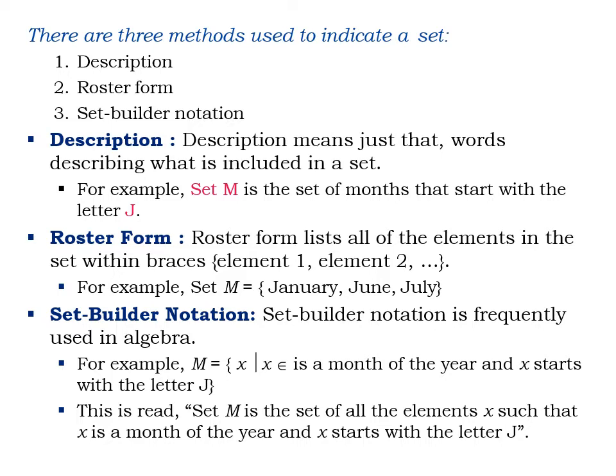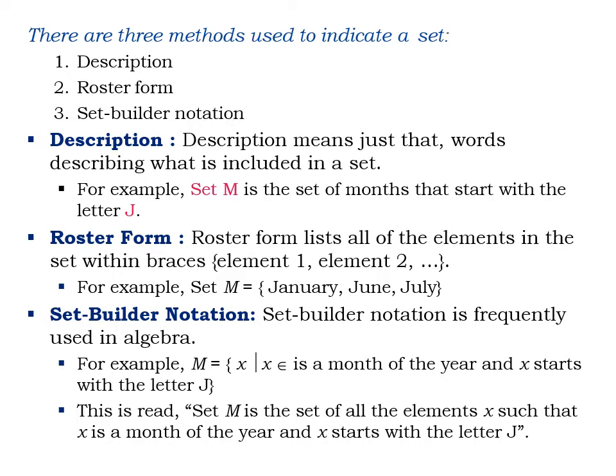Another one is through roster form. Roster form lists all the elements in the set within braces. We have element 1, element 2, and enclose it in braces. For example, set M is equal to January, June, July, enclosed in curly braces.